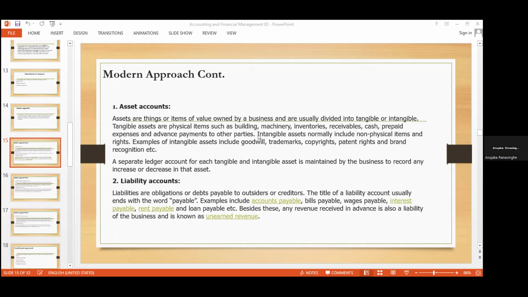Loans are expenses, but we are payable, son.